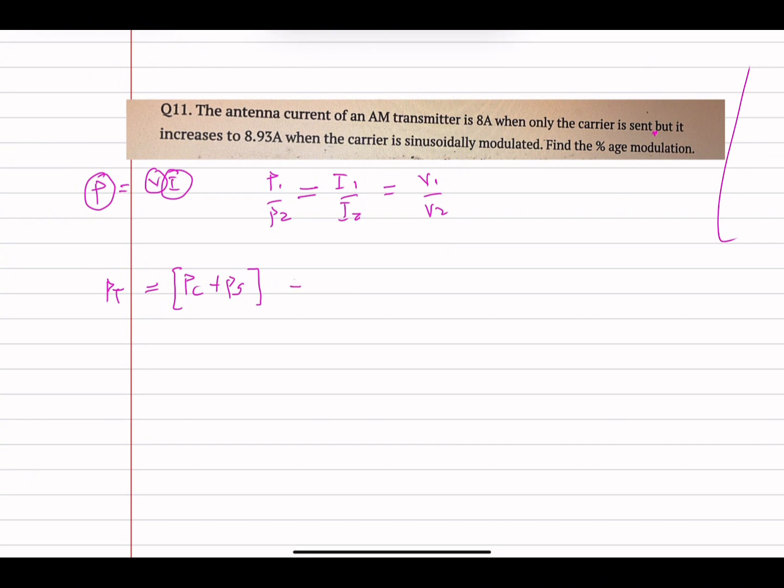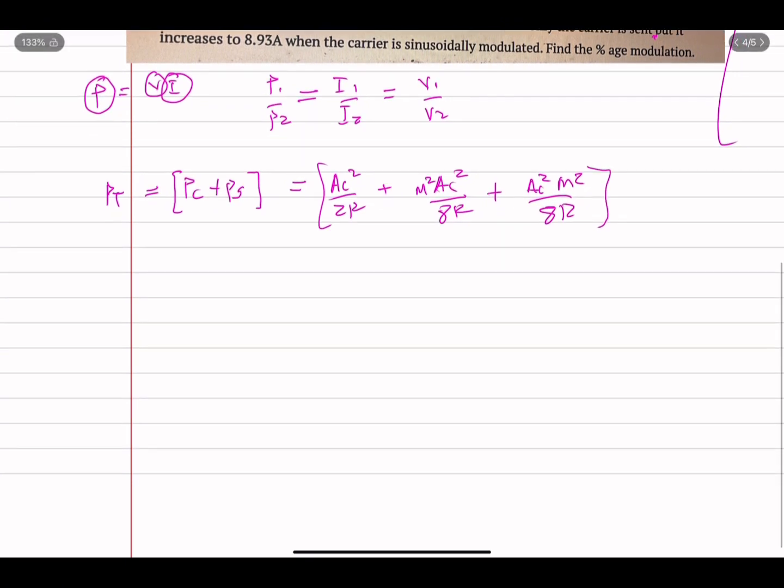And it's also equal to the power of the carrier, which gives us Ac squared over 2R, plus Ac squared m squared over 8R. And from this, we came out with a general formula to be Pc into bracket 1 plus m squared over 2, where Pc is the power of the carrier wave.